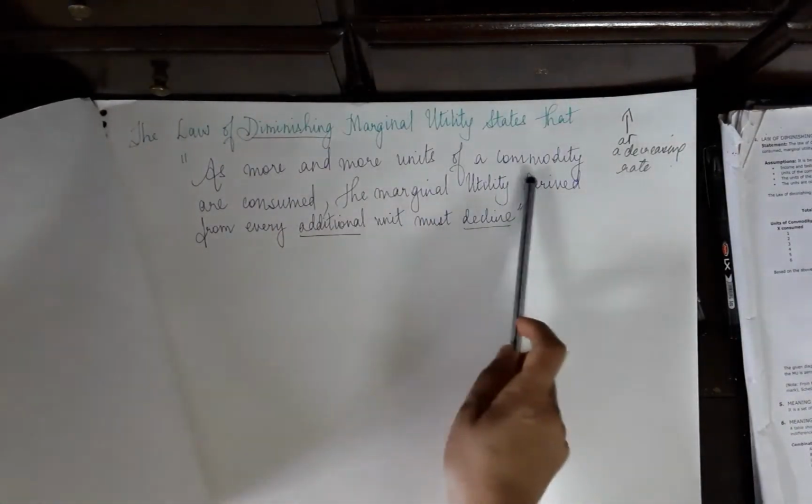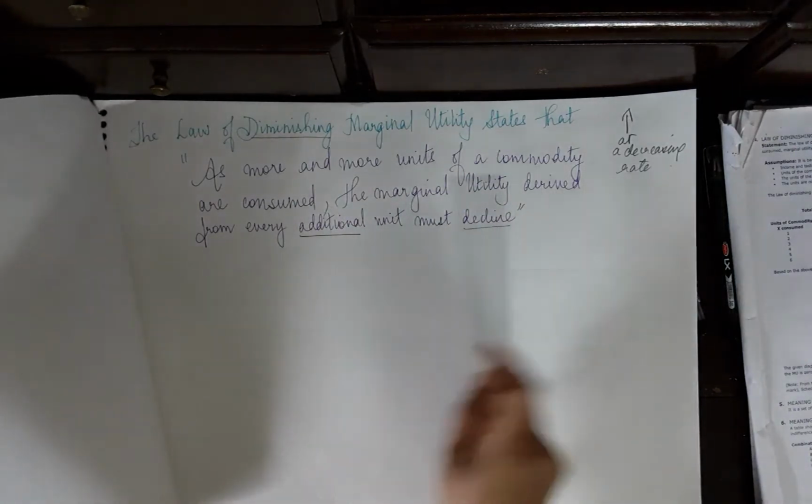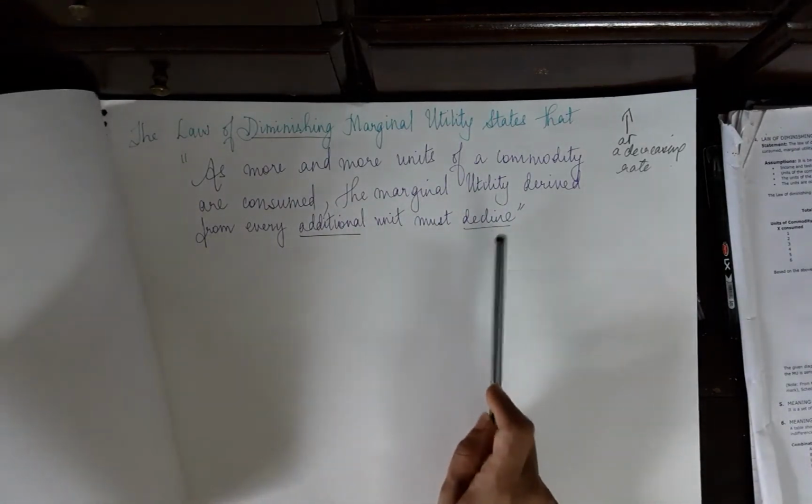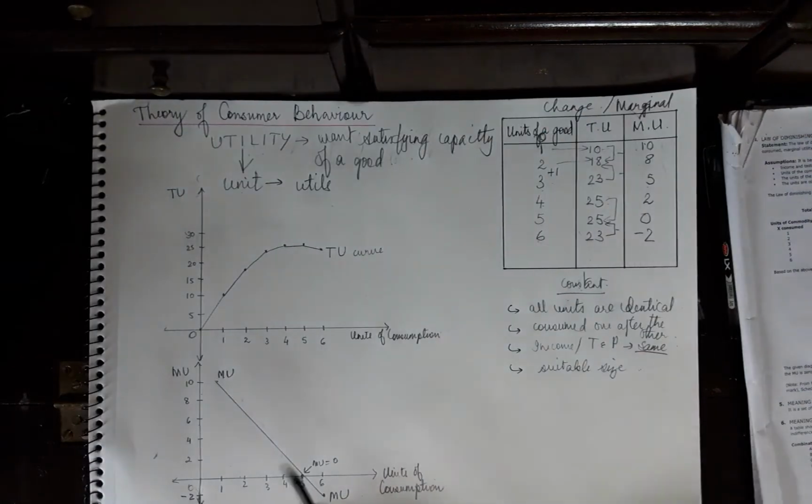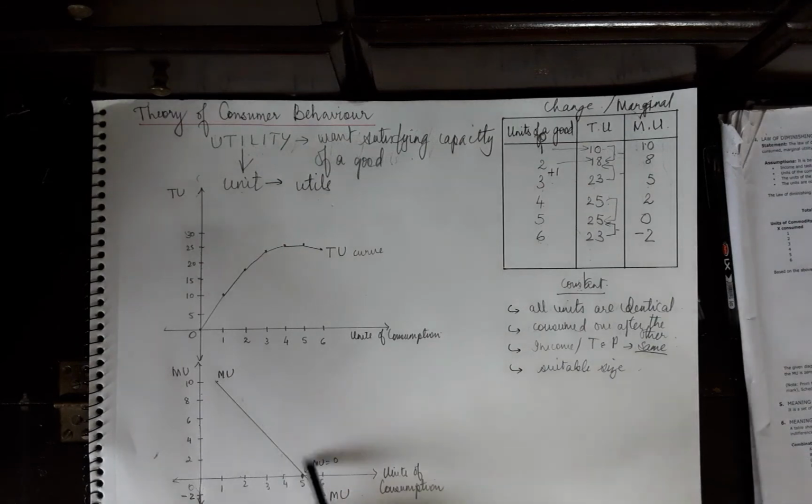That as more and more units of a commodity are consumed, the marginal utility derived from every additional unit must decline, and decline it does. You can see it declining. You can see the curve itself is going downward sloping. So we call this kind of a curve having a negative slope.